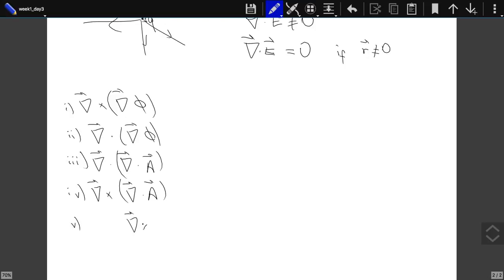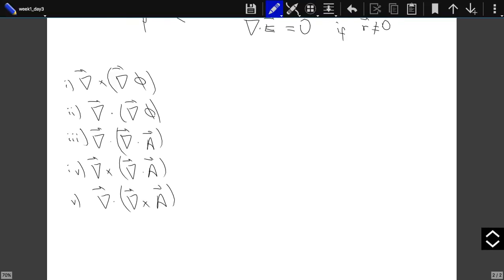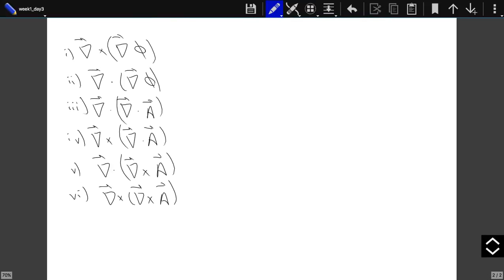Then we can have the curl of a vector field. This is itself a vector field. We can talk about the divergence of this curl, or we can talk about the curl of the curl of a vector field. So basically, these are all possible second derivatives we can think of. Now let's try to simplify some of these and see what they are explicitly.